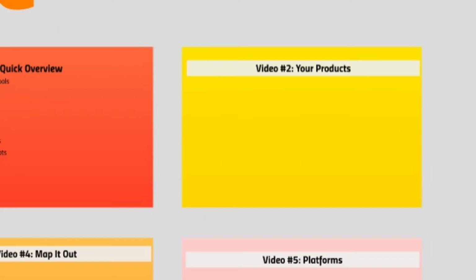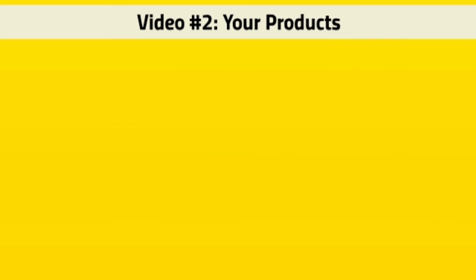All right. Okay, so welcome back. This is video number 2, and we're going to talk about your product. So obviously you might be thinking, well, isn't this a no-brainer because I already know what I'm selling? Yes and no. The purpose of this video is to really figure out not only what are you selling, but how are you selling it? How are you going to kind of create a user experience?